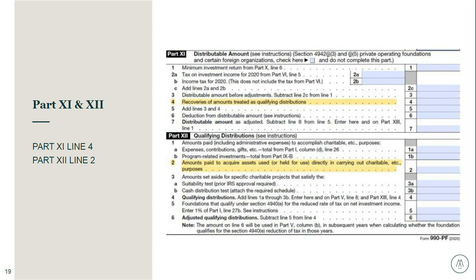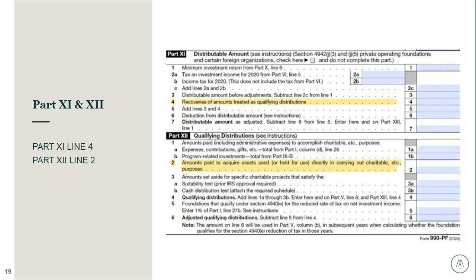A couple things I wanted to point out here. Line four, recoveries of amount treated as qualifying distributions. This could be refunds of prior year grants. This could be a principal payment on a program-related investment that's come back in. It could be a sale of a fixed asset that was used in the charitable purpose. These are all items that would have to be indicated here, and they're going to add to that minimum distribution requirement for the year.